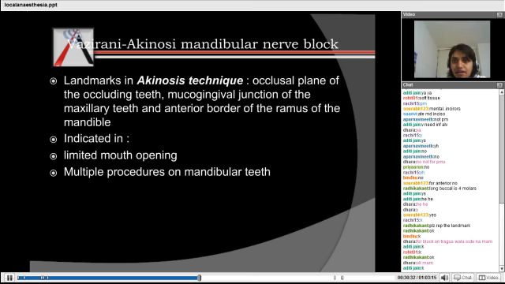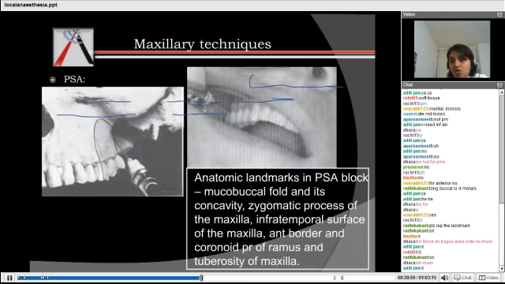Then let's talk about intraoral only first. Then we have the Akinosi technique. In the Akinosi technique, the landmarks are the occlusal plane of the occluding teeth. We need to know the mucogingival junction of the maxillary teeth and the anterior border of the ramus. How do we do it when the patient is not able to open the mouth?